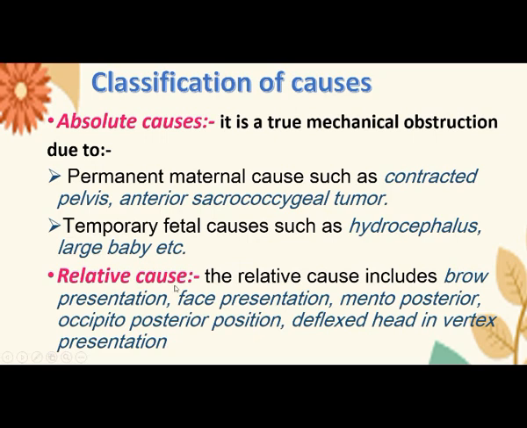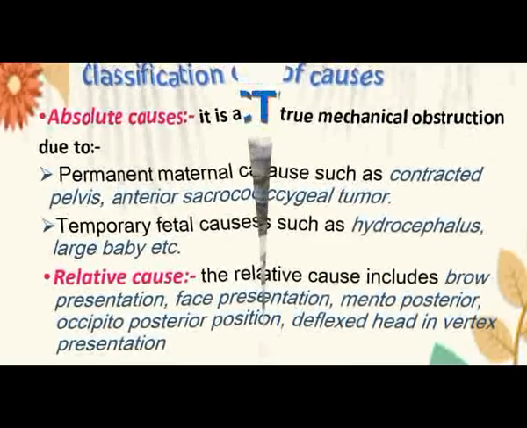Next are the relative causes. The relative causes include brow presentation, face presentation, where the diameter is too large, and occipital posterior position, deflexed head in vertex presentation. With all these presentations, the diameter will be large enough that it will not properly accommodate in the pelvic diameters. That is the classification: absolute causes, which are permanent maternal cause and temporary fetal cause, and the relative causes.